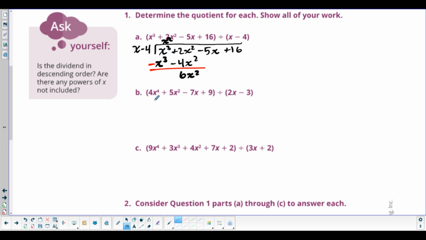Then we'll come back tomorrow, go back through this stuff a little bit and do some more practice with these trickier ones like in B and C.